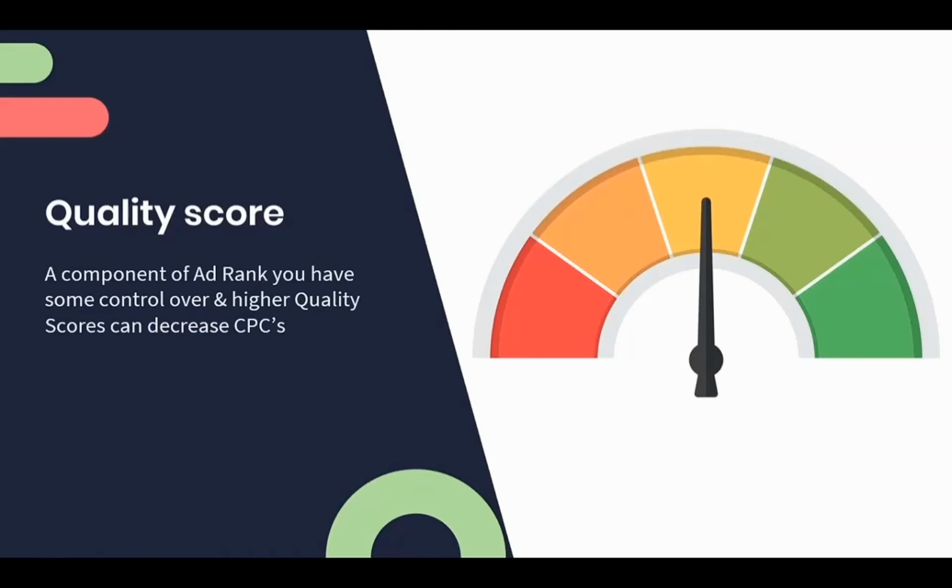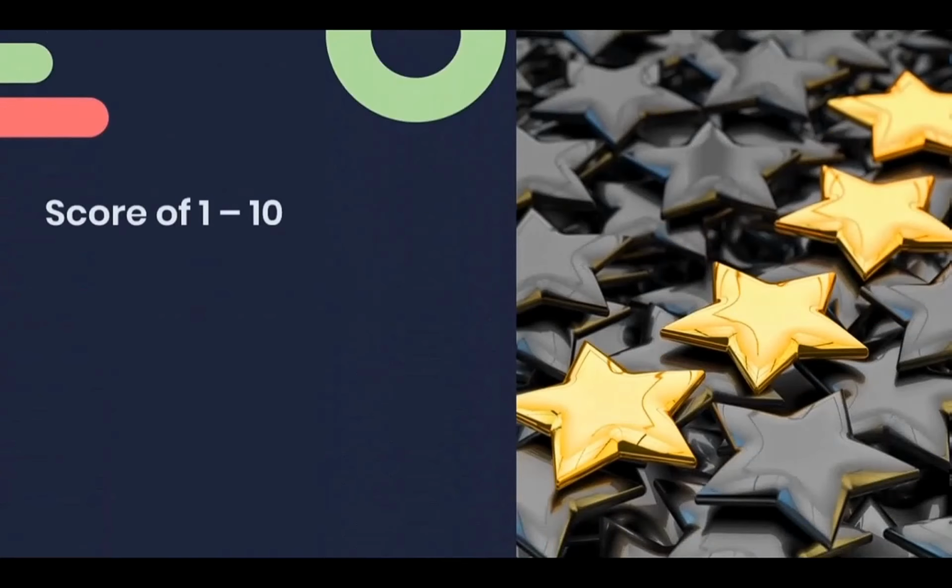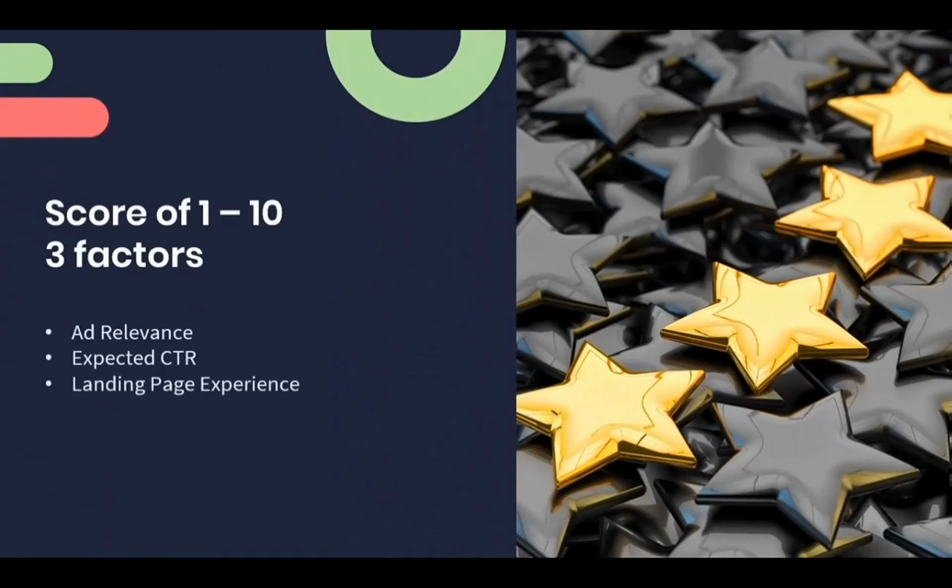So how can we actually increase the quality score and in turn enable a lower minimum bid? That's a good question, right? That's something we need to focus on. Well, first of all, we need to have a score of around 1 to 10, and it all depends on 3 specific factors: the ad relevance, the expected CTR and the landing page experience.